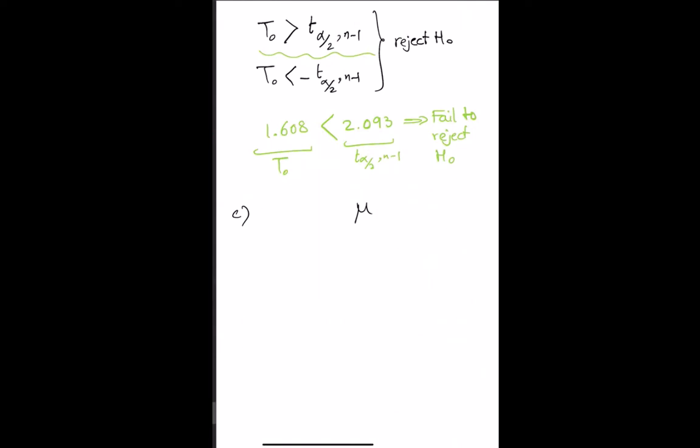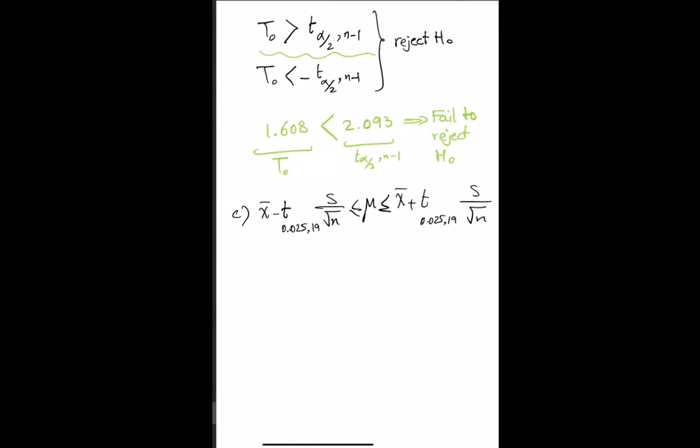The formula is x bar minus t of 0.025 and 19, s over square root of n, less than or equal to mu less than or equal to x bar plus t of 0.025 and 19, s over square root of n.